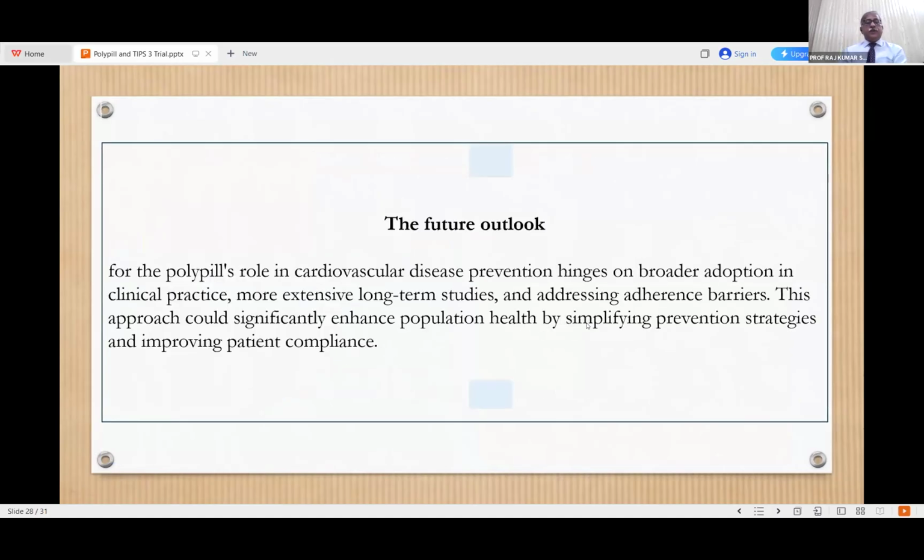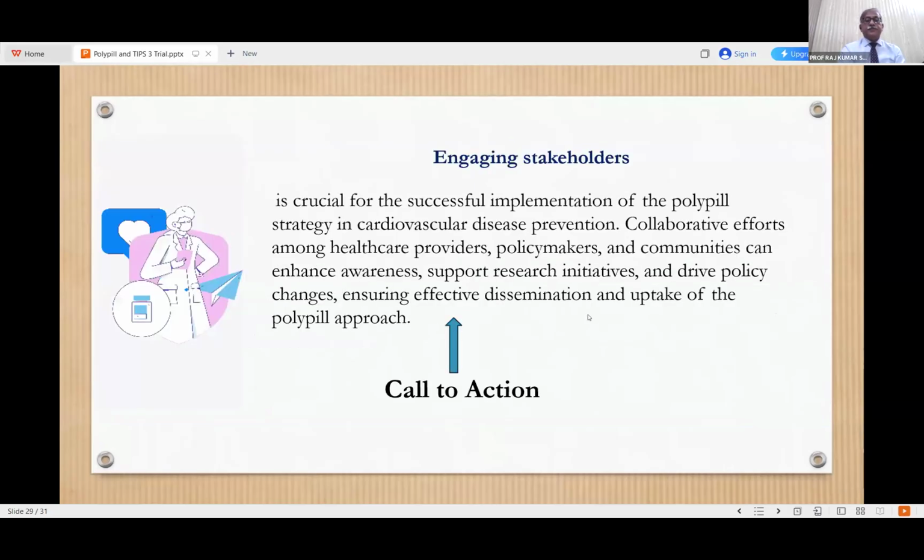So the future outlook for the polypill's role in cardiovascular disease prevention hinges on broader adoption in clinical practice, more extensive long-term studies, and addressing adherence barriers. This approach could significantly enhance population health by simplifying prevention strategies and improving patient compliance.